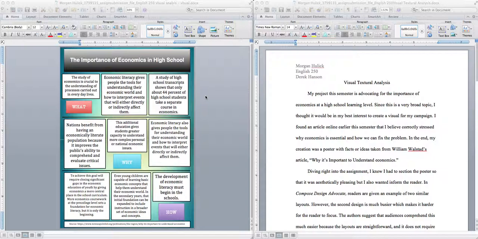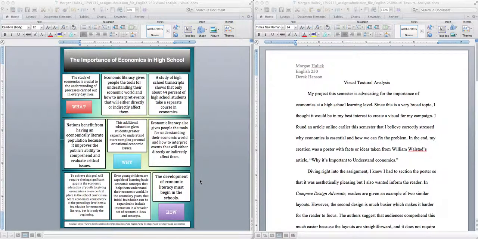Okay, so first, just looking at your visual overall, I do like how it's organized. You got it set out in blocks. That makes perfect sense, and I see the idea of the what, why, and how. But as it is right now, this is just a lot of blocks of text. So how can we transform this into some sort of infographic?